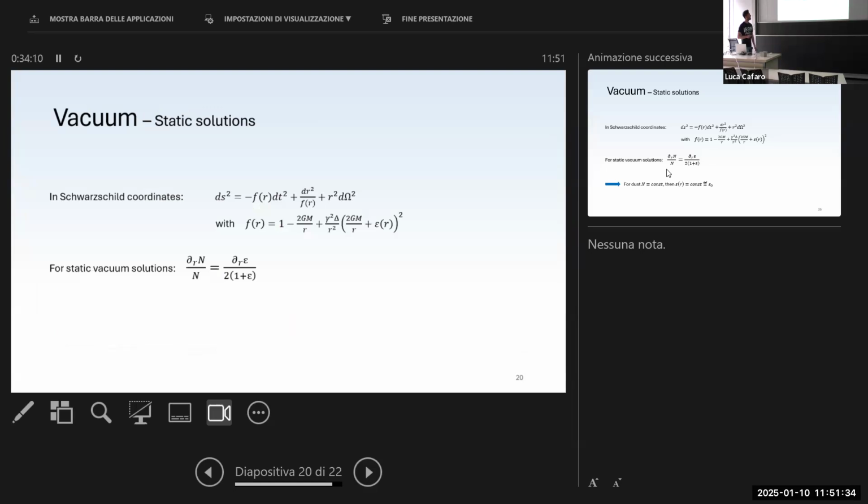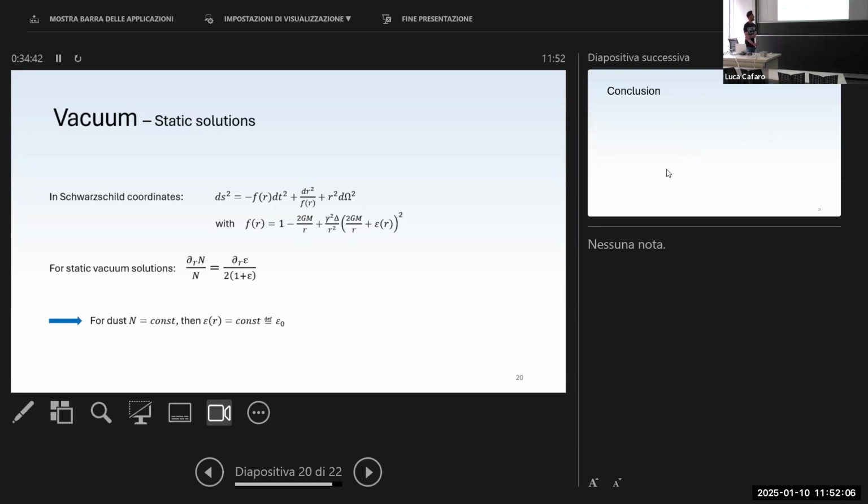Let me conclude just by saying that there are some static solutions if we study the vacuum. In Schwarzschild coordinates, we get a line element of this form, which is closely related to the one I showed you in the work of Professor Lewandowski, except now epsilon is not simply a constant anymore, but it is allowed to be a function, because in the vacuum we get this equation. So in the dust case, we get that n is equal to 1, or a constant anyway, so epsilon squared must be a constant.